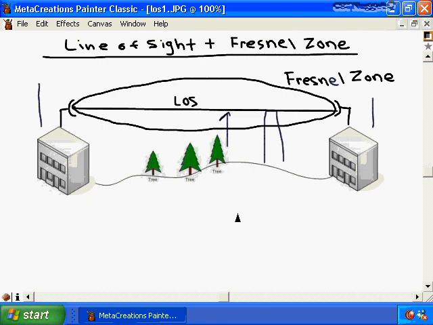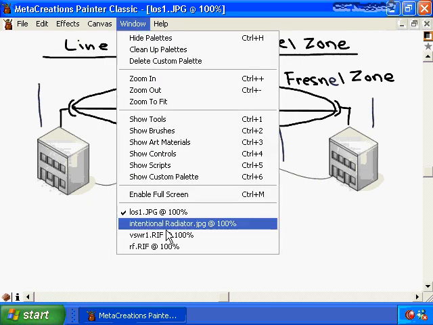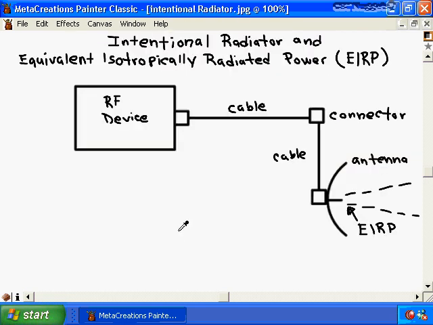So we've just learned that antennas are used to transmit and to receive radio frequency signals. However, what's used to generate and radiate radio frequency signals is called an intentional radiator. Let's bring up another whiteboard and learn about this. So again, an intentional radiator is a radio frequency device that's designed specifically to generate and radiate radio frequency signals. And an intentional radiator includes the radio frequency device, its connectors and cables, up to but not including the antenna.